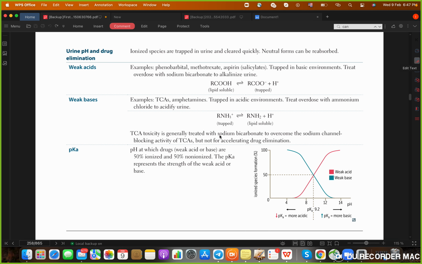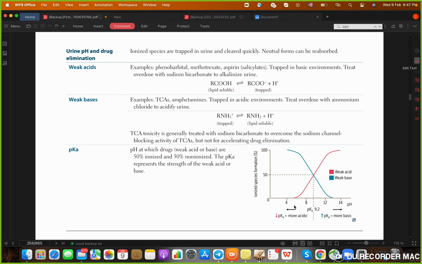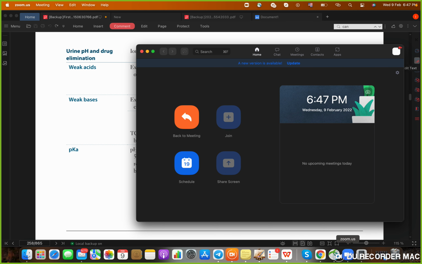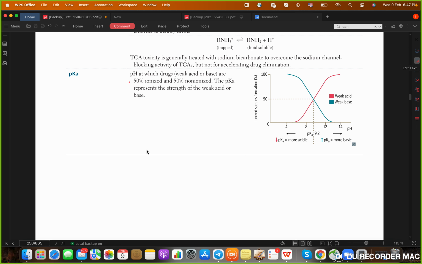How come? Well, it's sodium bicarbonate, which is alkaline, and it's working on a weak base, which is the TCA, which is also alkaline. So that does not help in accelerating the drug elimination. Vice versa, it's decreasing the elimination. However, it's preventing the thing that is leading to the fatality, which is basically the arrhythmia. Okay, good. So the next point is the pKa.